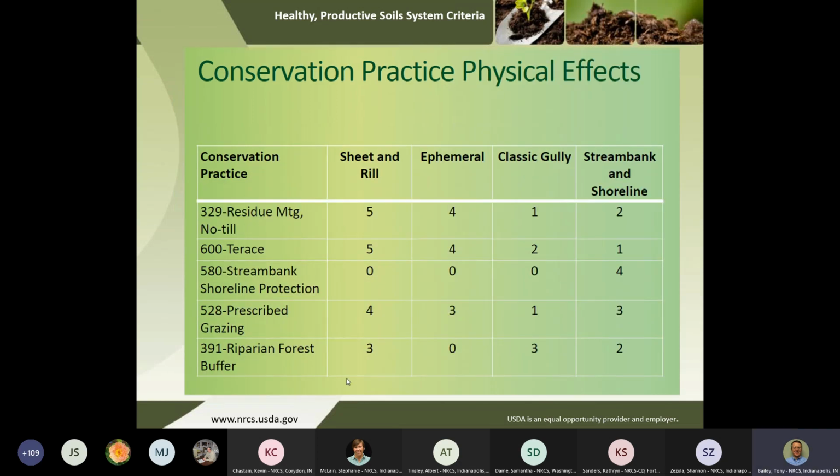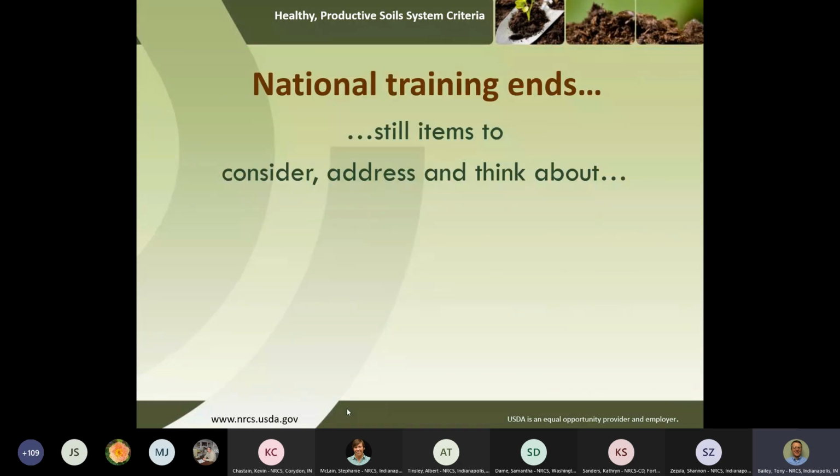Then there's also the CPPEs, the conservation practice physical effects, and all of the practices are rated based on the different resource concerns. Residue management does a much better job of sheet and rill, but doesn't do much for classic gully. And just like stream bank shoreline protection, obviously it does nothing for sheet and rill, but it does do a pretty good job for stream bank and shoreline. And then there are other practices that do little bits for some things and not any for others as well. So all of those have been included in there.